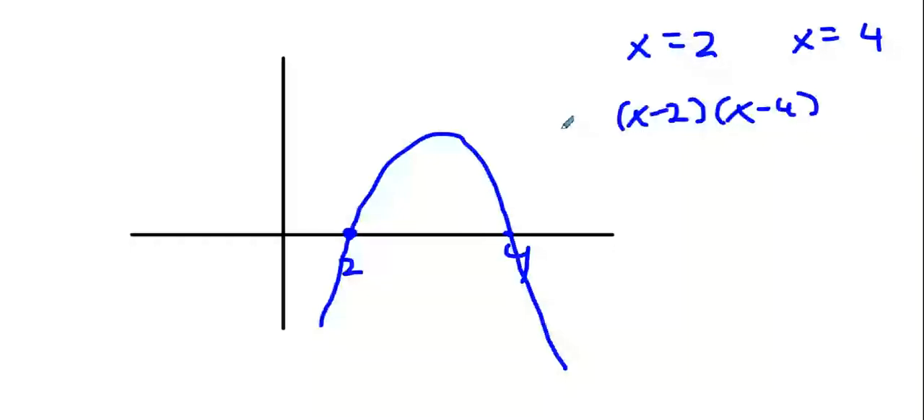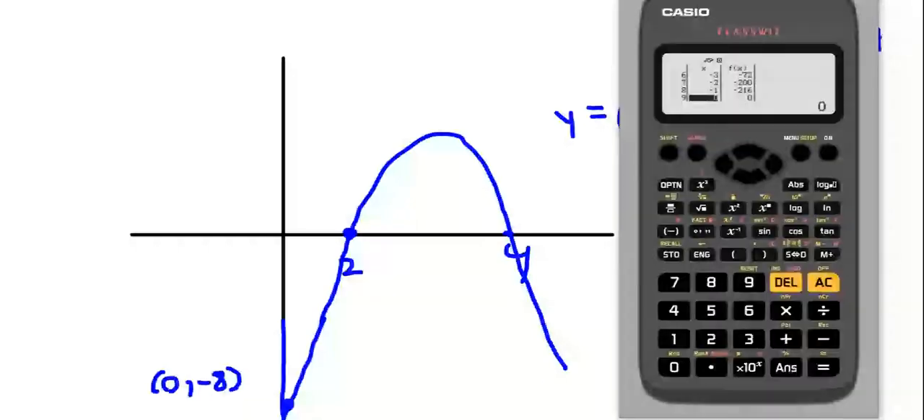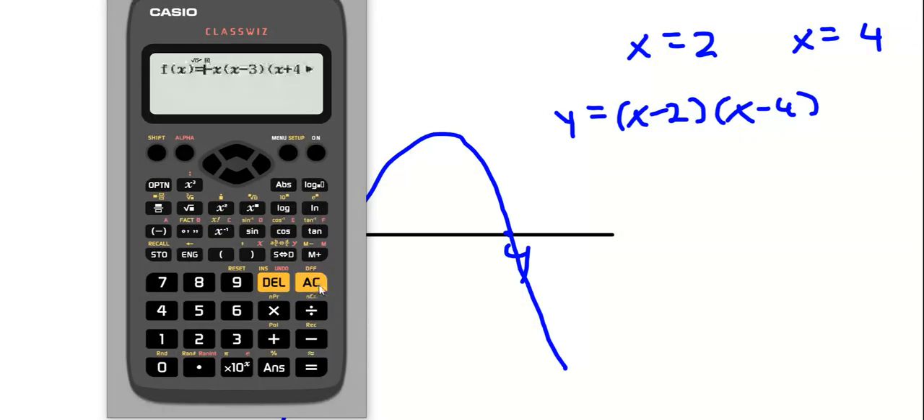Now, lads, if I put that into the calculator, gents, are you all looking? Here's where this sort of flips up again. It crosses the y-axis at 0, minus 8. Now, look what happens when I enter this into the calculator. I go x minus 2 and x minus 4, and I enter that into the calculator.